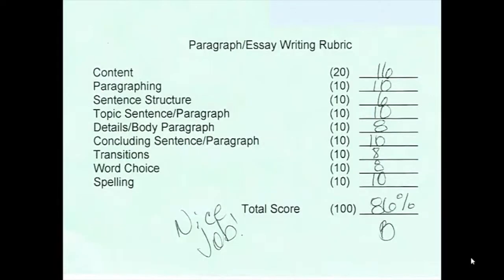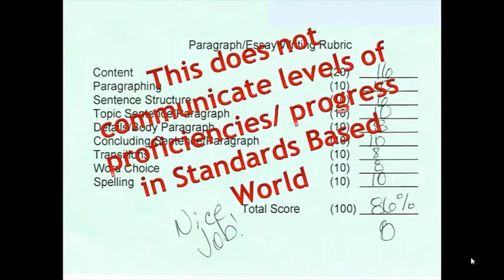If you look at this example, this is maybe the old way of thinking. And in fact, when I was in school, this is what I saw a lot of, where you'd write a paragraph or an essay and you'd have 10 different things on it, and sometimes you get 16 out of 20, and by the end of it, you get an 86% and a nice little job. And in today's world, this really doesn't communicate the levels of proficiency or progress in a standards-based world. It gives us a nice sum point total, but it really doesn't look at what a student can do or can't do and what that skill level is.